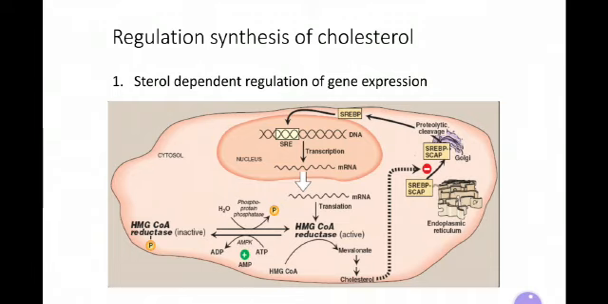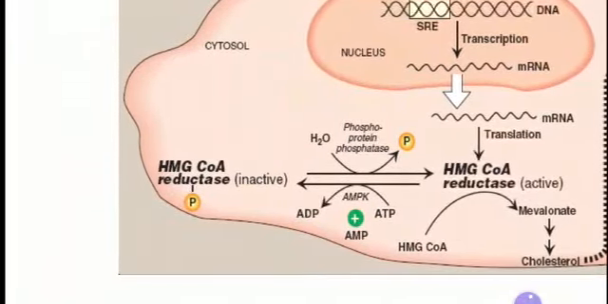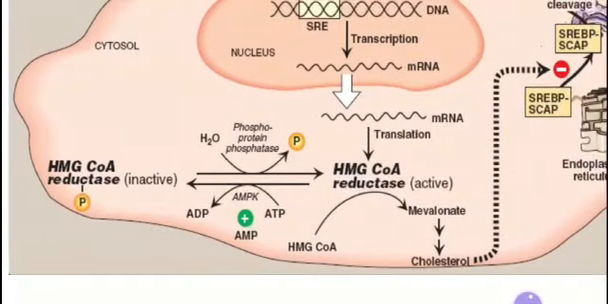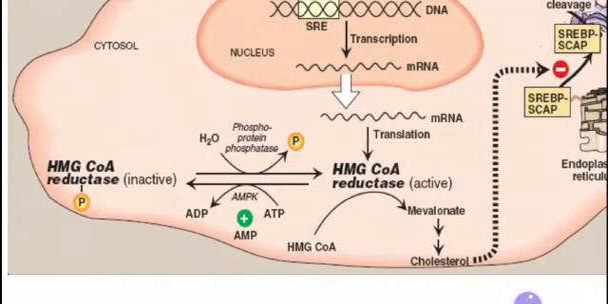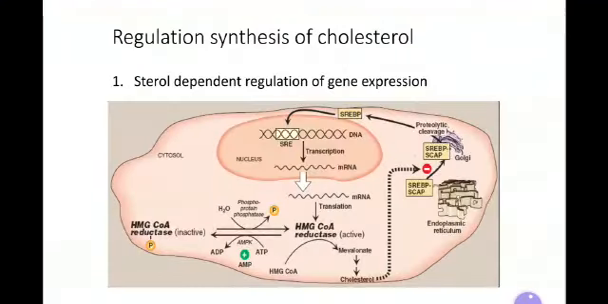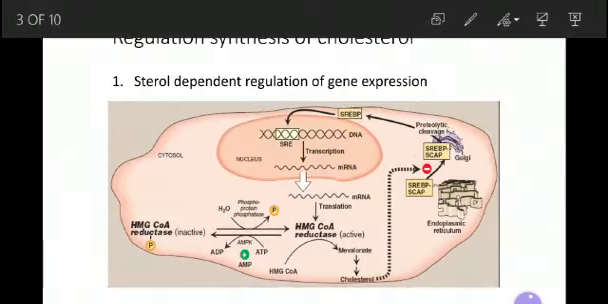Number 1, sterol dependent regulation of gene expression. Here you are seeing that the enzyme in the phosphorylated form is inactive, and it will be active when it is in dephosphorylated form. How is the gene expression controlled? This is controlled by a protein called SREBP. This is the sterol regulatory element binding protein.